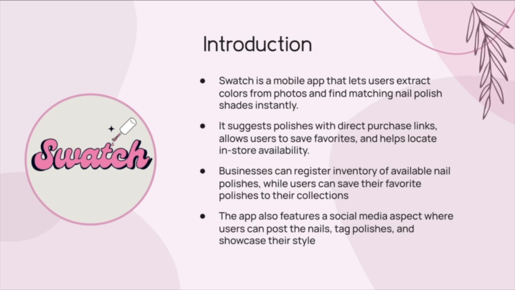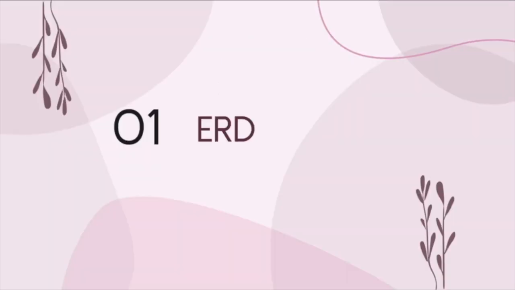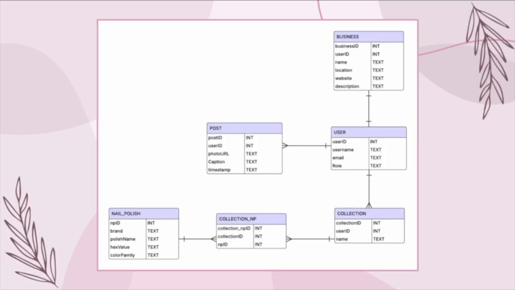The app also features a social media aspect where users can post their nail polish, tag which nail polishes they're using, and showcase their style. So, this is our entity relationship diagram. We have 6 different tables: businesses, users, posts, collection, and nail polish. And then one junction table, which is collections_nail_polishes.